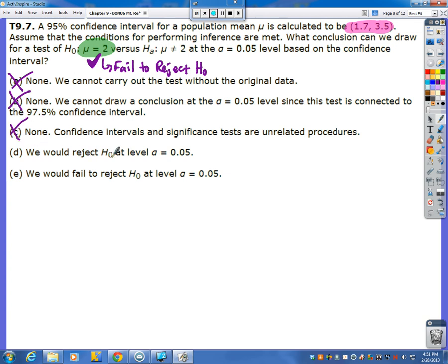We would reject H naught at the alpha equals 0.05. Yeah, because since we're using a 95%, and here they gave us 0.05 level, yeah, well, but one little thing here, this does say reject. We did say fail to reject, so no. We would fail to reject H naught at the 5% alpha level, and that's exactly what we did. So the answer is E.